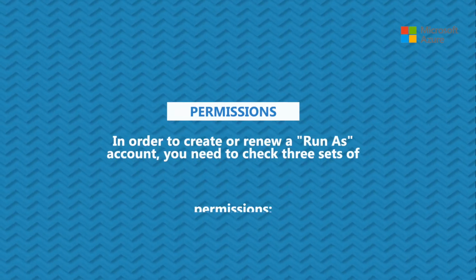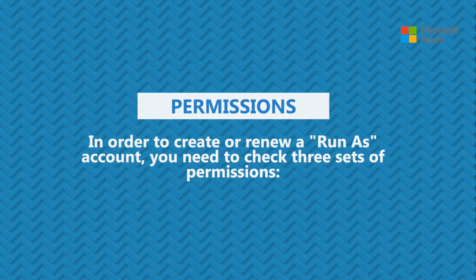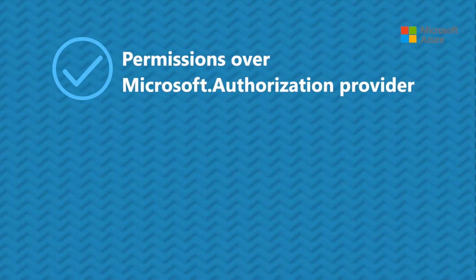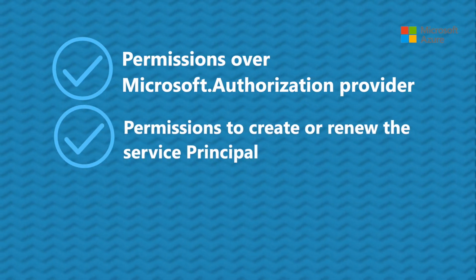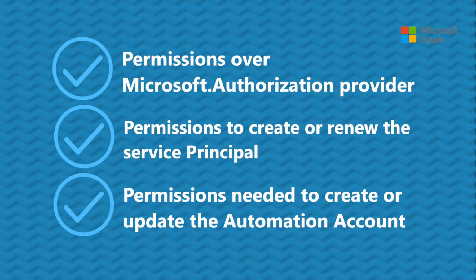In order to create or renew a Run As account, you need to check 3 sets of permissions: write permissions over the Microsoft.Authorization provider for the subscription, permissions needed to create or renew the service principal, and permissions needed to create or update the automation account itself.